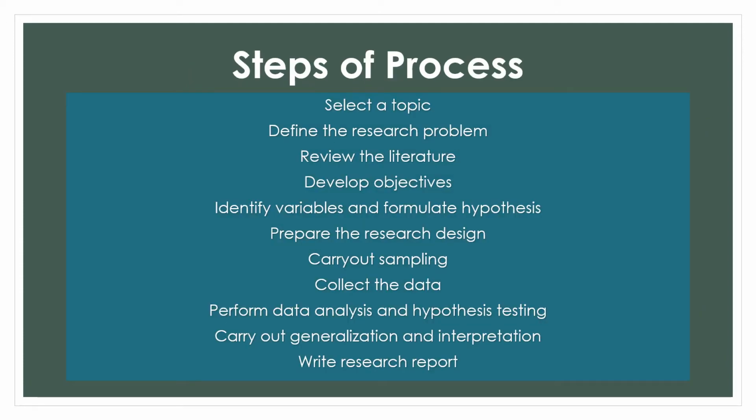Steps of the process. This is a general glance over the things we are going to discuss in this video, and the things we have to apply for our research work. This is a step-wise procedure: select a topic, define the research problem, review the literature, develop objectives, identify variables and formulate hypothesis, prepare the research design, carry out sampling, collect the data, perform data analysis and hypothesis testing, carry out generalization and interpretation, write the research report, then it is ready.